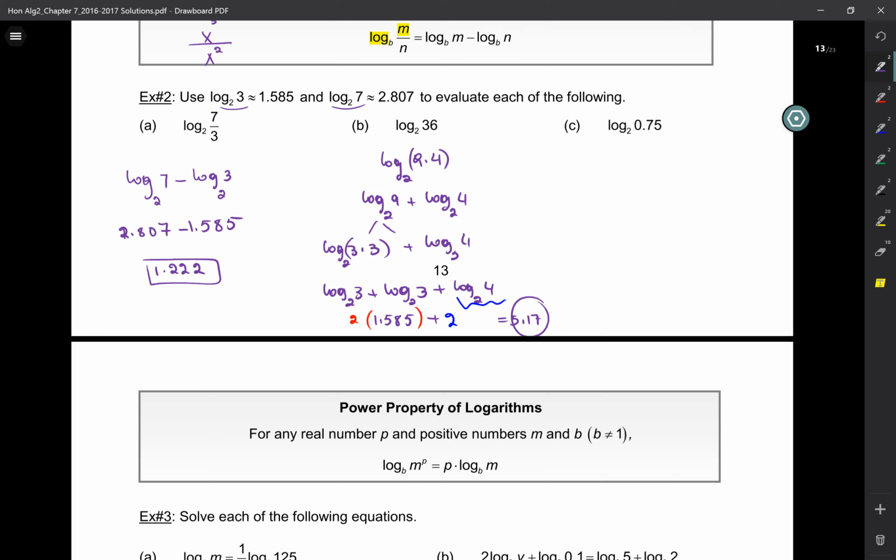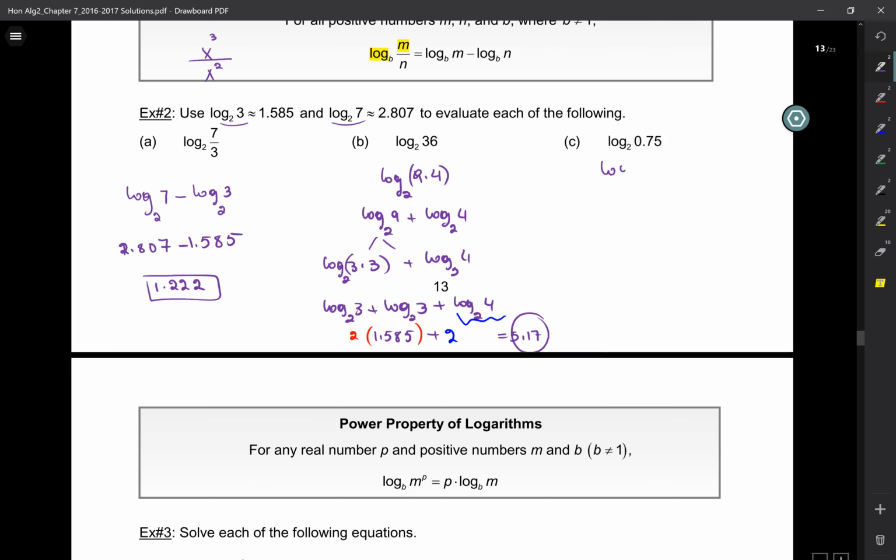Okay, log base 2 of 0.75. Oh my goodness, how am I going to do that one? It's 3 over 4. So that's log base 2 of 3 minus log base 2 of 4. So what's log base 2 of 3? Minus 2. How much will that give me? Awesome.